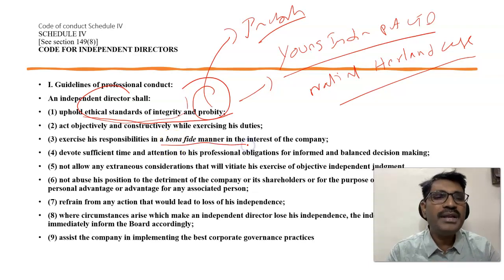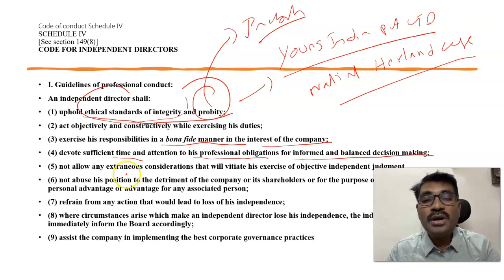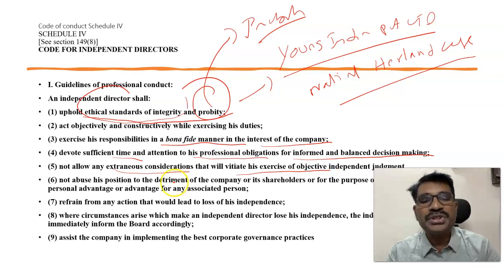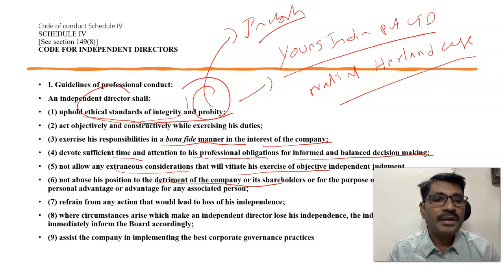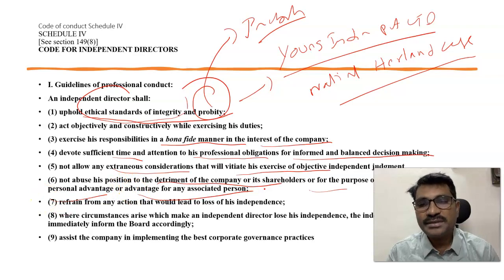And among other duties in professional conduct, the director exercises their duties and responsibilities in a bona fide manner and in the interest of the company, and devotes sufficient time and attention to his professional obligations for informed and balanced decision making. The independent director should not allow extraneous considerations that will vitiate his exercise of objective independent judgment, and he shall not abuse his position to the detriment of the company or its shareholders, for the purpose of gaining direct or indirect personal advantage or advantage for any associated persons.